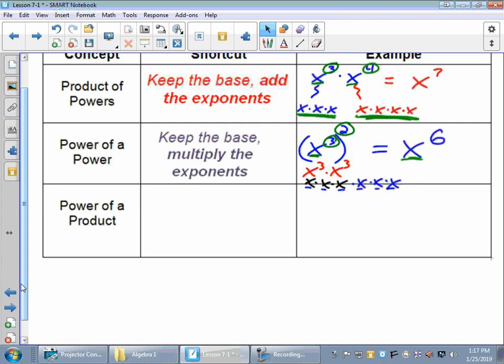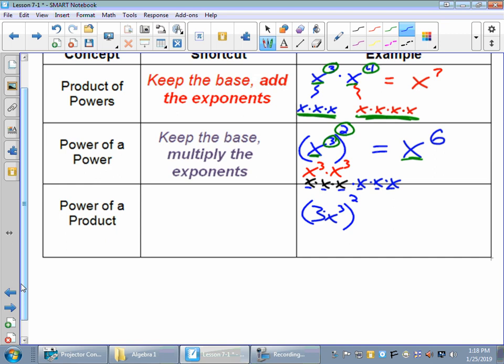And the next one is a power of a product. Power of a product. So what that means is, in this example, we're going to have a product, which is kind of similar to the first one, except now we've got a product in the parentheses. So we've got 3x cubed, and then we're squaring it. So the only thing different here is now we've got a product, because it's 3 times x cubed.